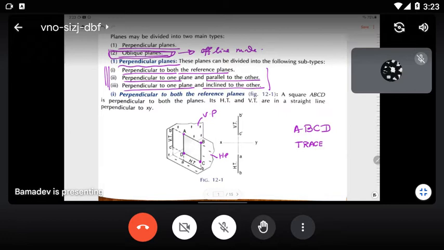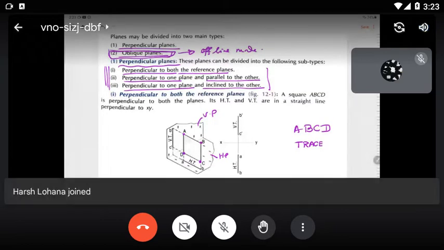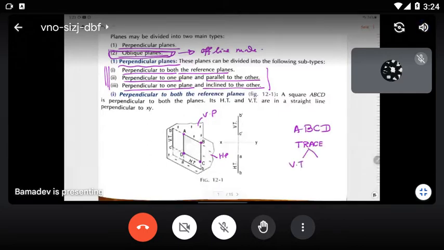Yes or no? Yes, sir. The straight line which is generated due to the intersection is called the trace. If it is intersecting with the vertical plane, then it will generate a vertical trace, and if it is intersecting with the horizontal plane, then the corresponding straight line will be called the horizontal trace.